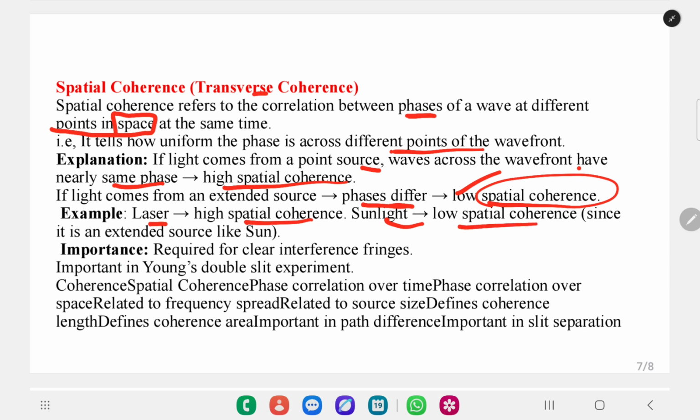So what is the importance? It is required for clear interference fringes. As I said, the condition for interference fringes is that the phase difference should be 0 or constant. So if we require clear interference fringes, we have to check whether it is spatial coherence or temporal coherence. It is also important in Young's double slit experiment, which I explained in the last class.